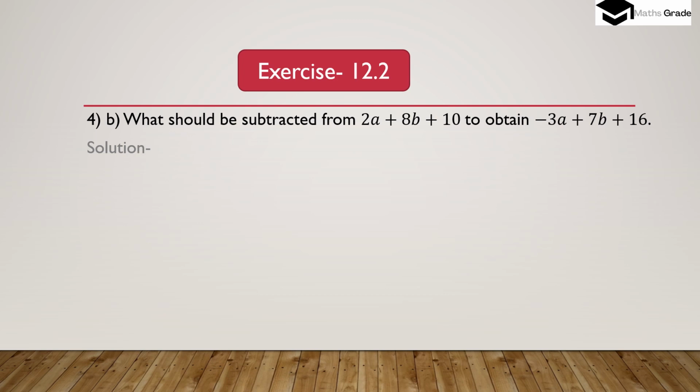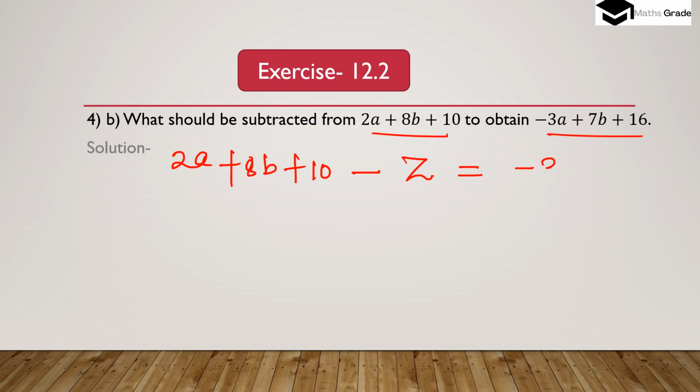Now question number 4, second part B. What should be subtracted from 2a plus 8b plus 10 to obtain minus 3a plus 7b plus 16? Suppose the algebraic expression is z. That is, 2a plus 8b plus 10 minus z is equal to minus 3a plus 7b plus 16. This is the algebraic expression.